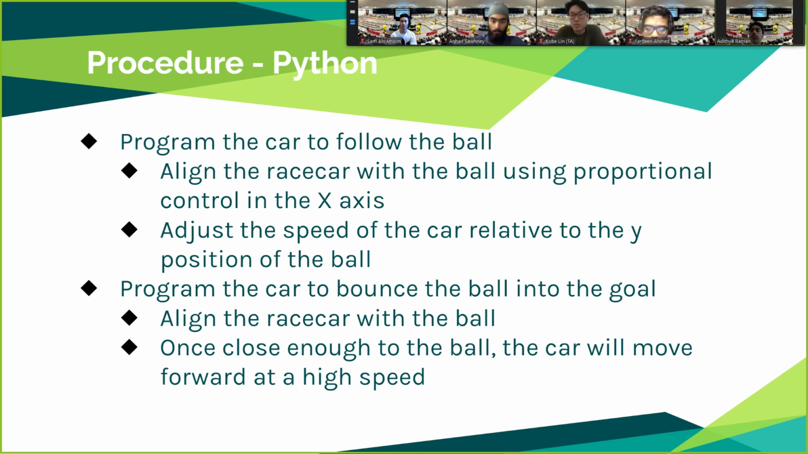So along with implementing the level in Unity, we also created code for the car to follow the ball. In order to align the race car with the ball, we use proportional control in the x-axis. In order to adjust the speed of the car, we would adjust it by the position of the car relative to the y. And in order to program the car to bounce the ball into the goal, we'd have to once again align the race car with the ball, and then once it was close enough, we would move the car at a high speed towards the ball.